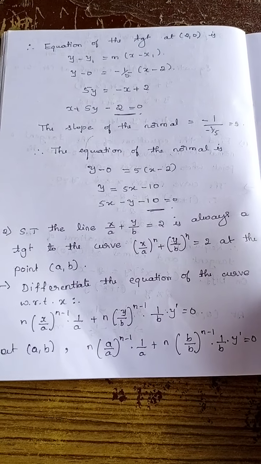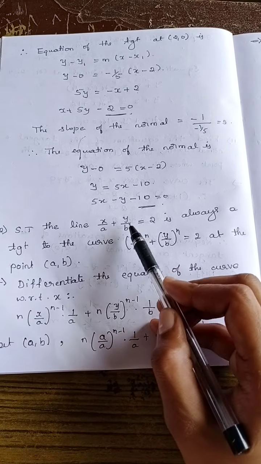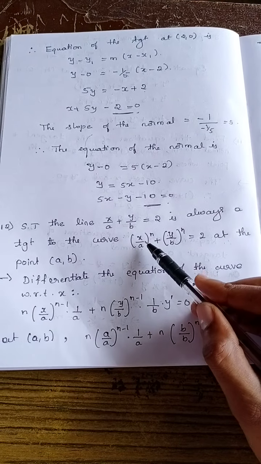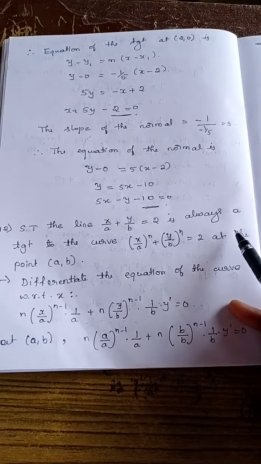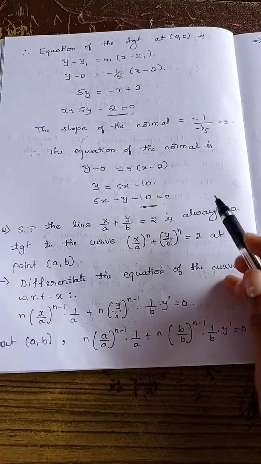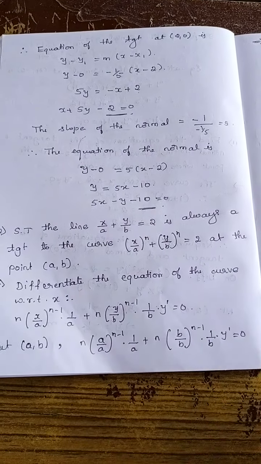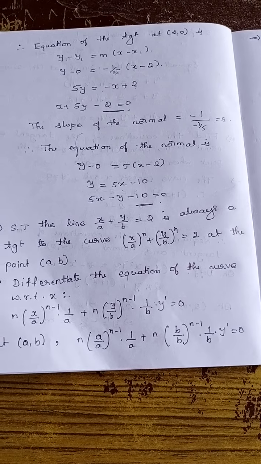of the given curve. Next problem: show that the line x by a plus y by b is equal to 2 is always a tangent to the curve (x by a) power n plus (y by b) power n is equal to 2 at the point (a, b). So differentiate the given equation. We have to find the slope of this equation, that is (x by a) whole to the power n plus (y by b) whole to the power n is equal to 2.